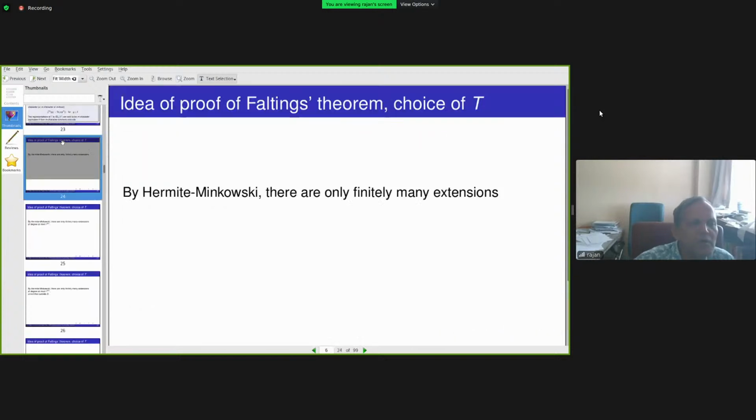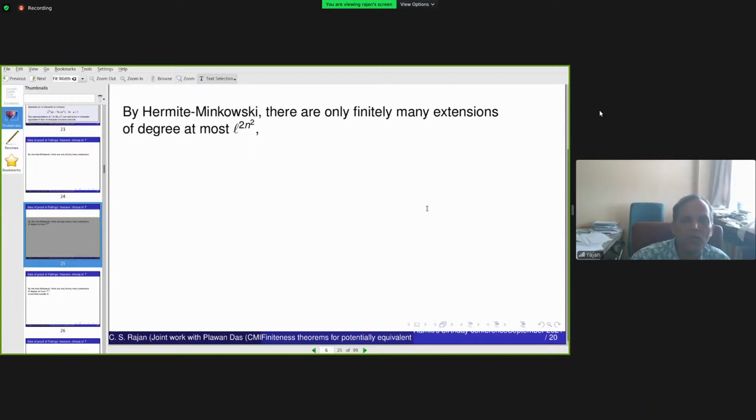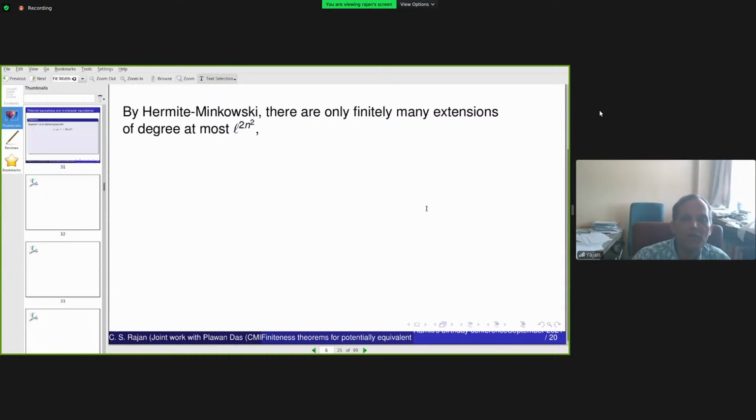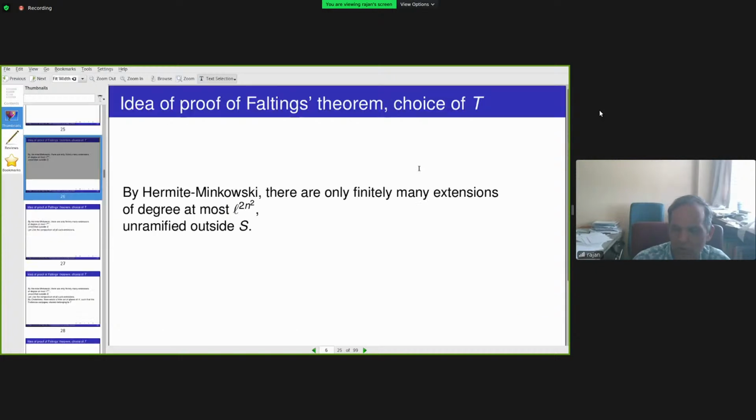So this is the choice of T I want to indicate. By Hermite-Minkowski, there are only finitely many extensions of degree at most l to the power 2n squared which are unramified outside S. Hermite-Minkowski says that if you fix a number field and a finite set of places S, and look at extensions which are unramified outside S and of bounded degree, then there are only finitely many such extensions.